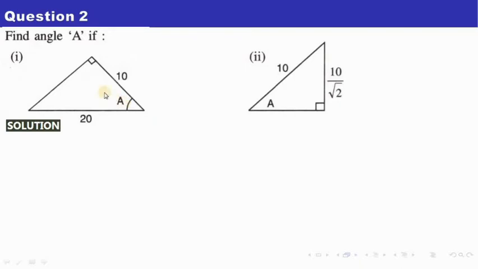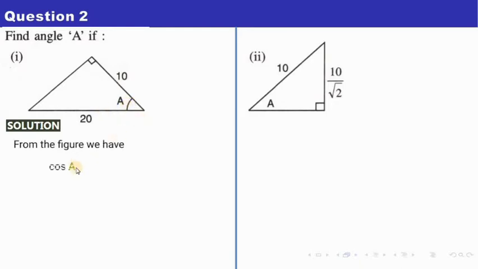The side opposite to this is this one, so this is your perpendicular. This is your 90, so the side opposite to 90 is your hypotenuse. What is your hypotenuse? Hypotenuse is 20. This is perpendicular, this is hypotenuse, so obviously this has to be my base. So in the first part we have been given base and hypotenuse, so we have b by h. b by h is cos theta, and theta is A. So from the figure we have cos A equals base by hypotenuse, that is 10 by 20. So 10 and 20 get cancelled, so it is half.